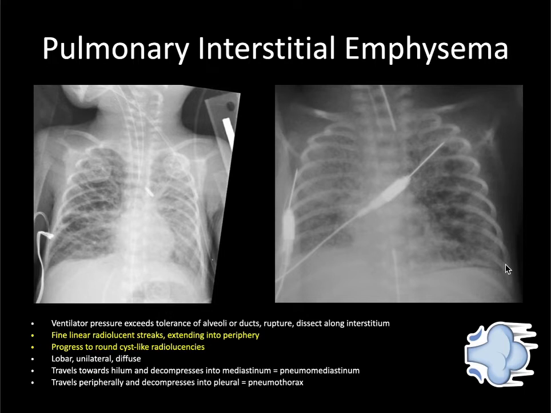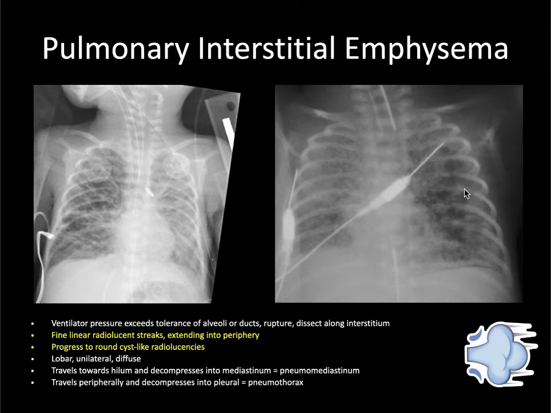Here's an example of pulmonary interstitial emphysema, and this is what happens when the ventilator pressure exceeds the tolerance of the alveoli or ducts and ruptures and starts to dissect along the interstitium. And you'll see these fine, linear, radiolucent streaks extending into the periphery, and they progress to round and cyst-like radiolucencies on later exams.